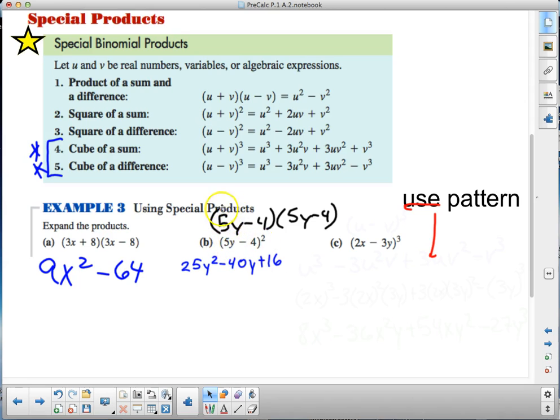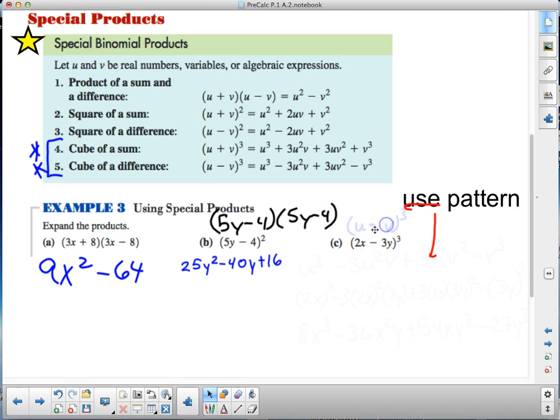5y times 5y. The first is going to come out because that's the square of the difference, and it's going to be 25y squared. And then I'm going to get negative 20 and negative 20. That's where the negative 40 comes from, 2 times u and v multiplied together. And then I'm just going to have v multiplied by itself, which is 16.